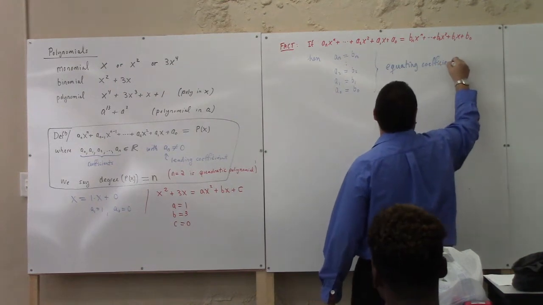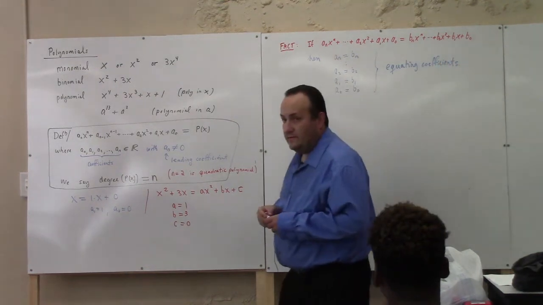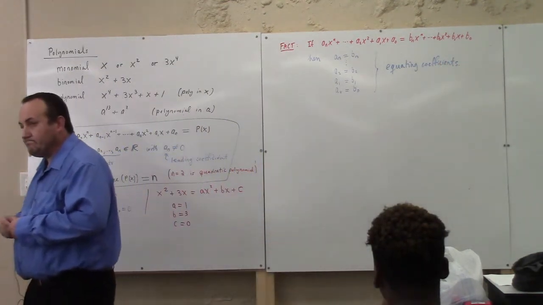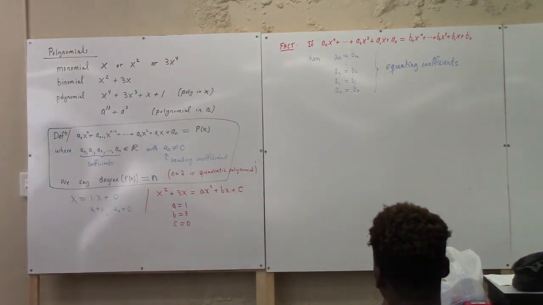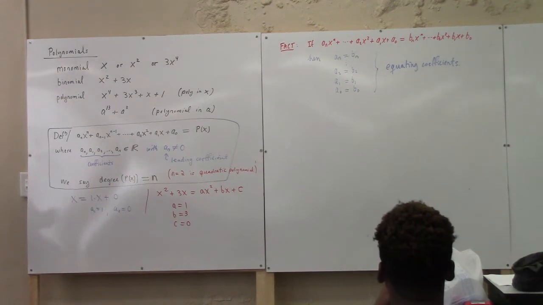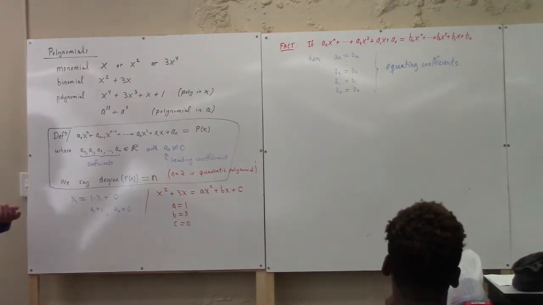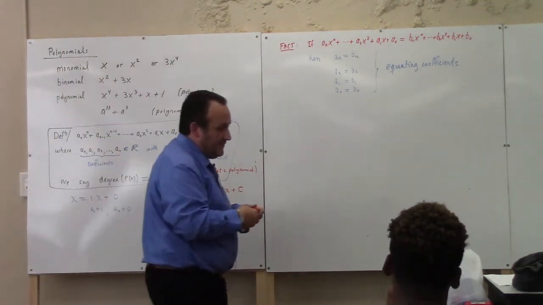This is a basic idea that we should keep in mind, all right? Because if we want to judge whether two polynomials are equal, the question is, do they have matching coefficients? You can judge whether they're equal by that. Now, let me show you an example.